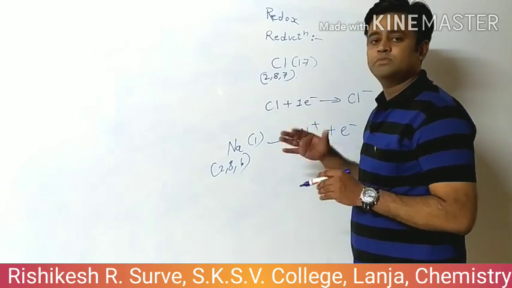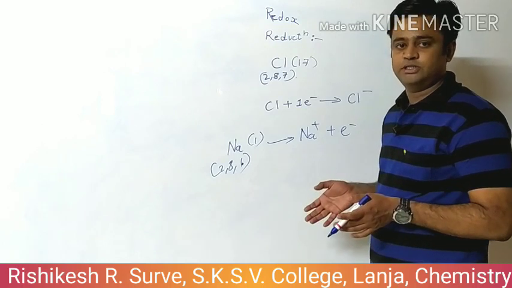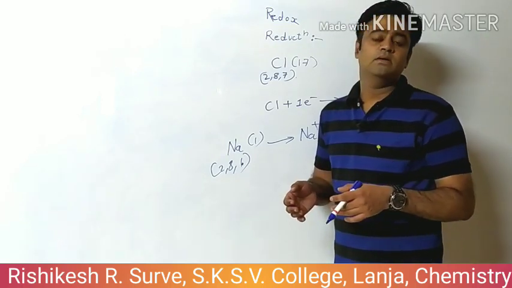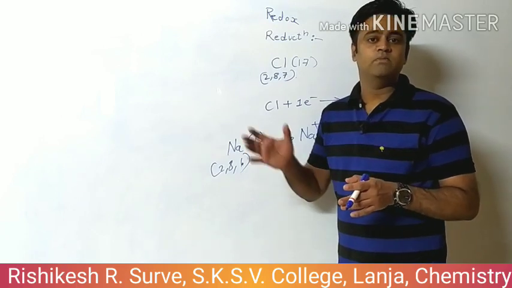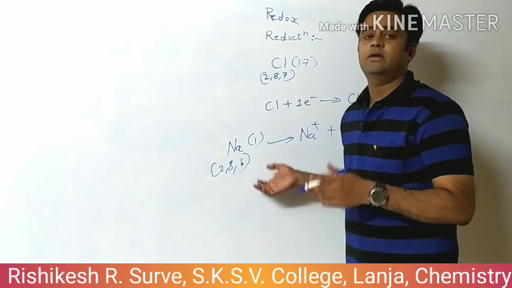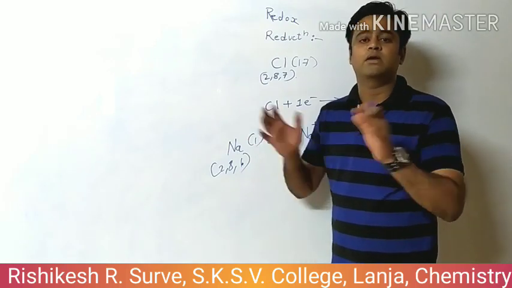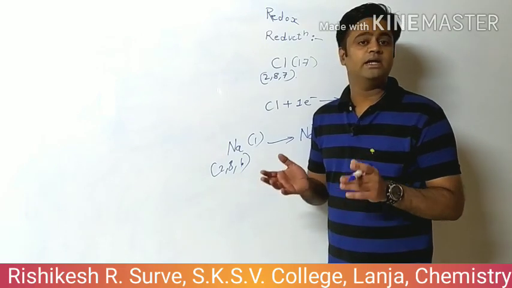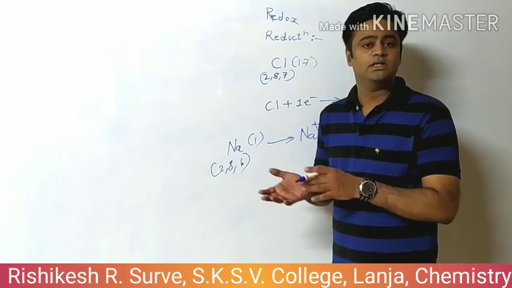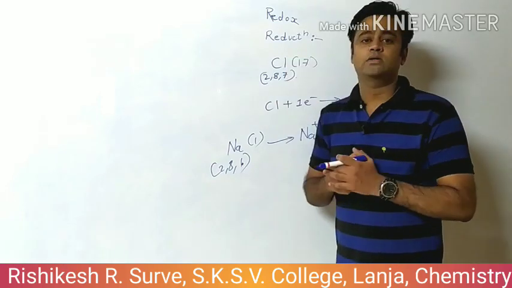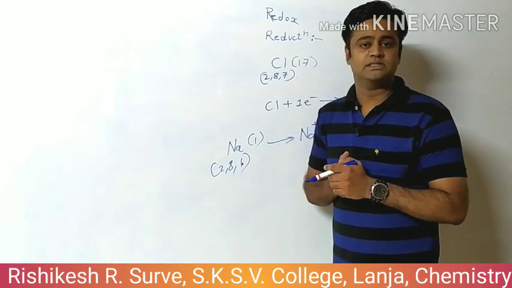And if you combine both processes, oxidation and reduction, at the same time loss of electron will occur, and simultaneously some atom will gain that electron, that is, reduction will also occur. After combining these two processes, that is transfer of electrons from one species to another species, is the redox reaction, redox process. Right.